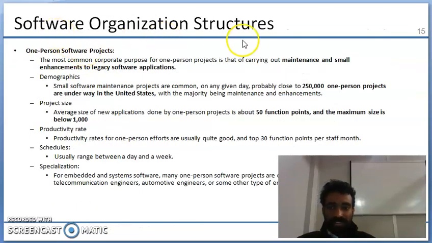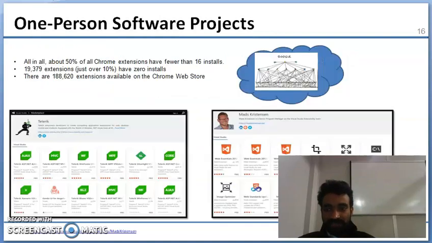And the software organizational structure, the one-person organizational structure. The most common corporate purpose for the one-person organizational structure is that they carry out maintenance and small enhancements to the legacy software applications. These are typically single projects that every person does. Every single task is considered to be a project, like the plugins or the enhancements for the existing software applications.